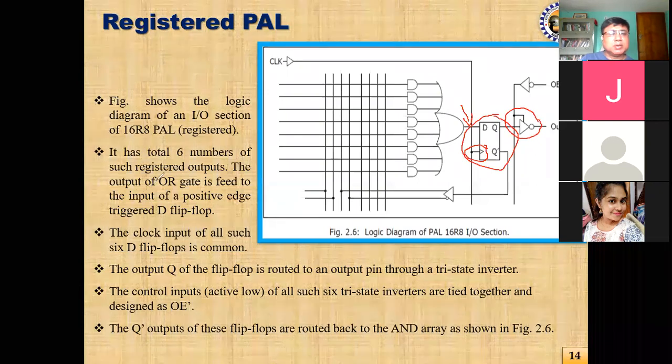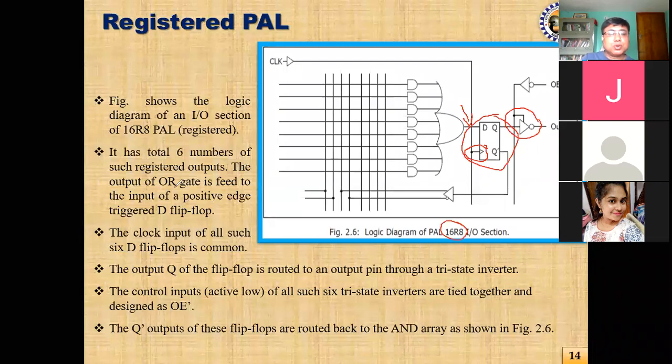If you see the text over here, you can see that it has a total of 6 such registered outputs. Only one is shown here. Similar types of 5 other registered outputs can be seen in this circuit. So what is this? This is PAL 16R8. R means it is registered, and that's why this flip-flop is there.